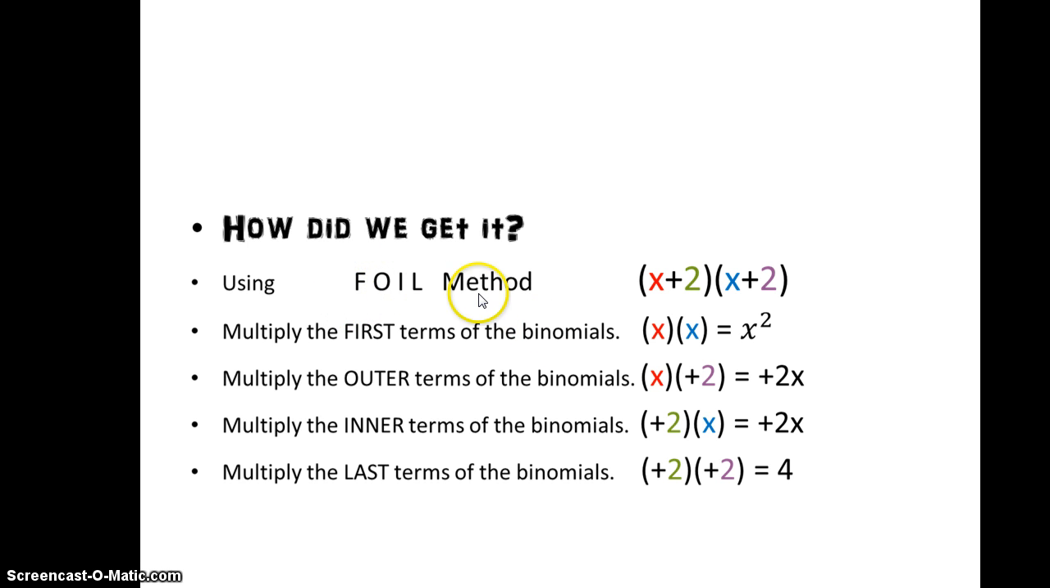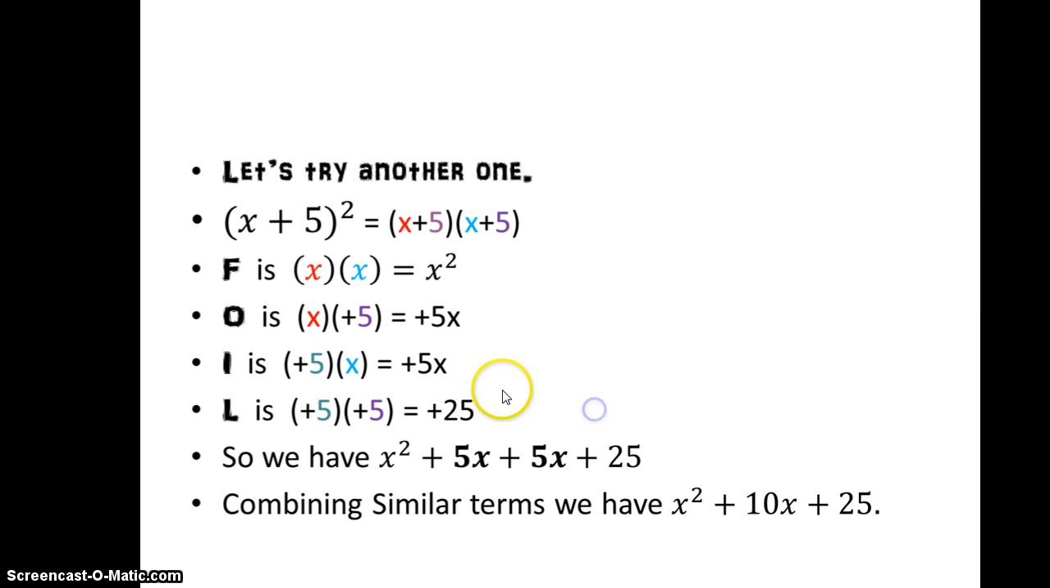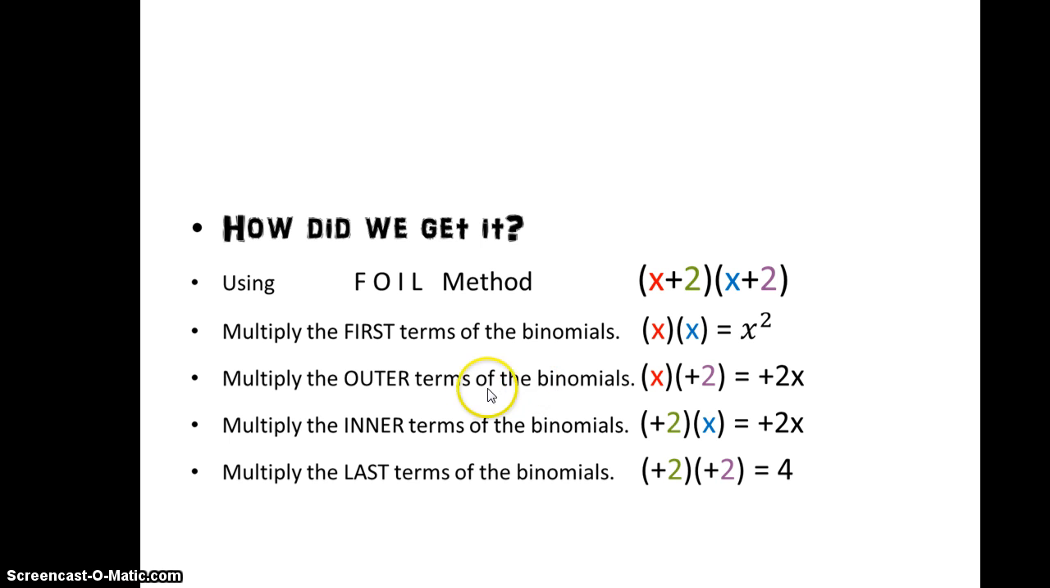Using the FOIL method. F represents the first terms of the binomials, O the outer terms of the binomials, I the inner terms of the binomials, and L the last terms of the binomials. Now, we multiply the first terms of the binomials. We have x and x equals x squared. This time we multiply the outer terms of the binomials, and we have x and 2 equals 2x.